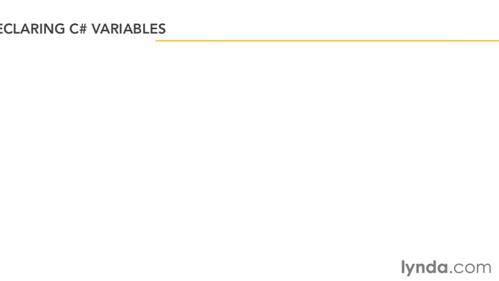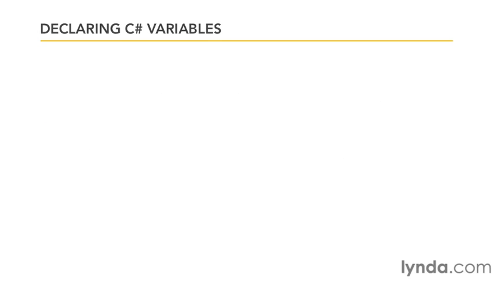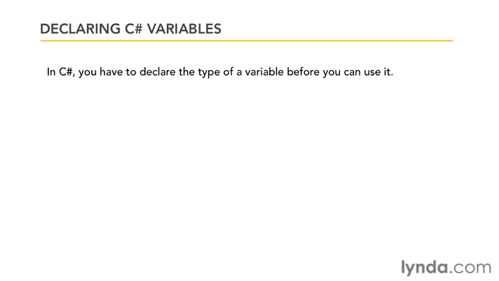Now, as I mentioned earlier, C# is a compiled language, and that means a couple of things. In C#, you have to declare your variables before you use them. There's no way around this. You have to actually say, here's the variable I'm going to use, and I have to say what type it is.